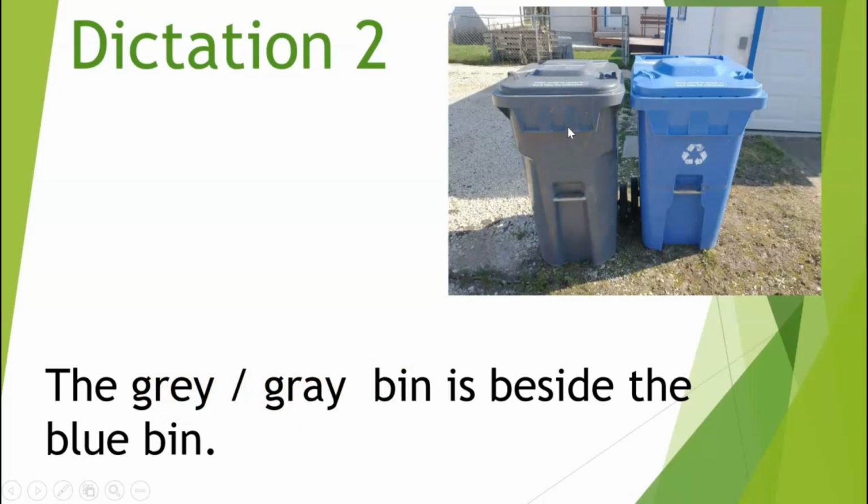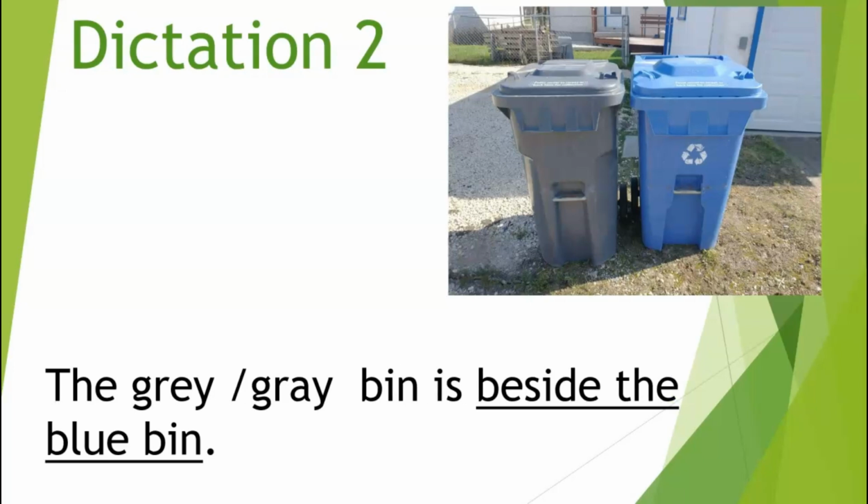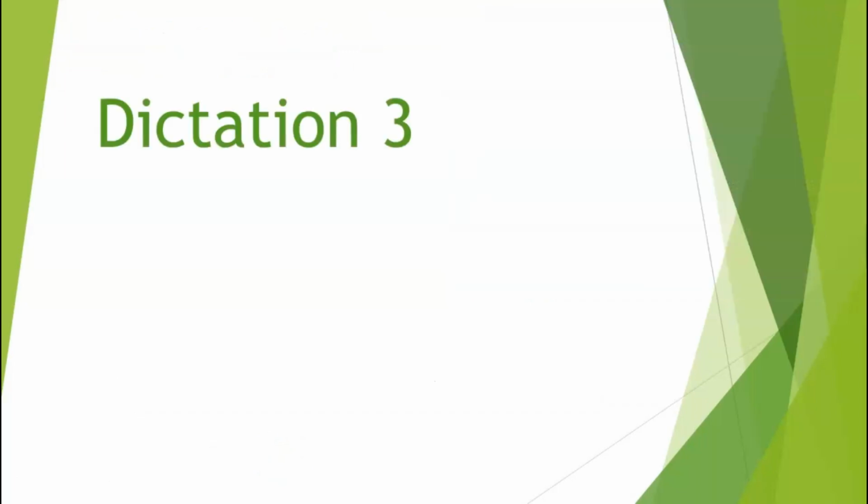Now, can you find the prepositional phrase of place? That's right, it is right here. Beside the blue bin. Beside is a preposition of place, and beside the blue bin is a prepositional phrase of place. So let's move on now to our dictation number 3. Dictation number 3. The red car is in front of the yellow house.